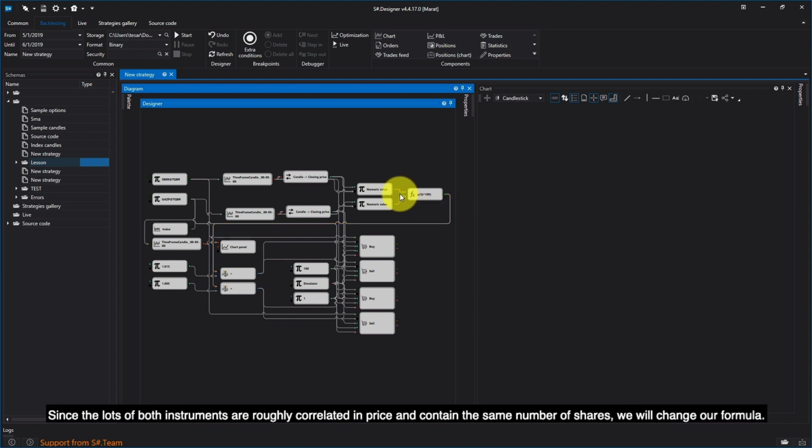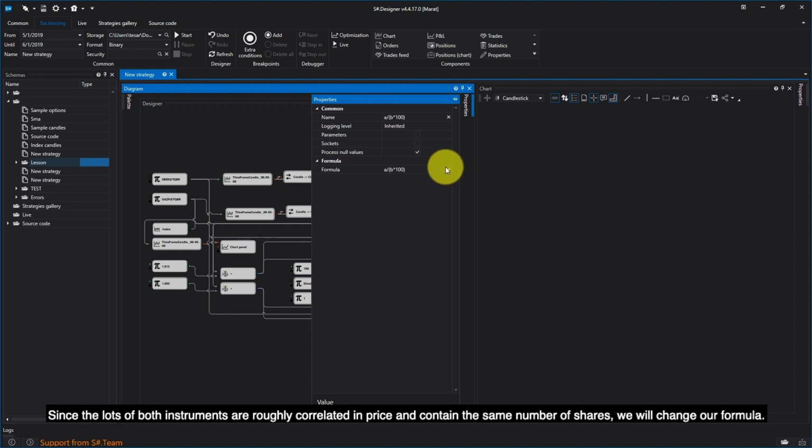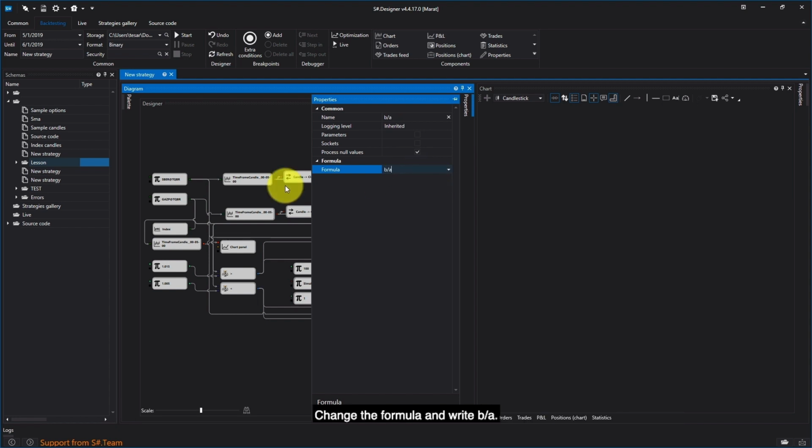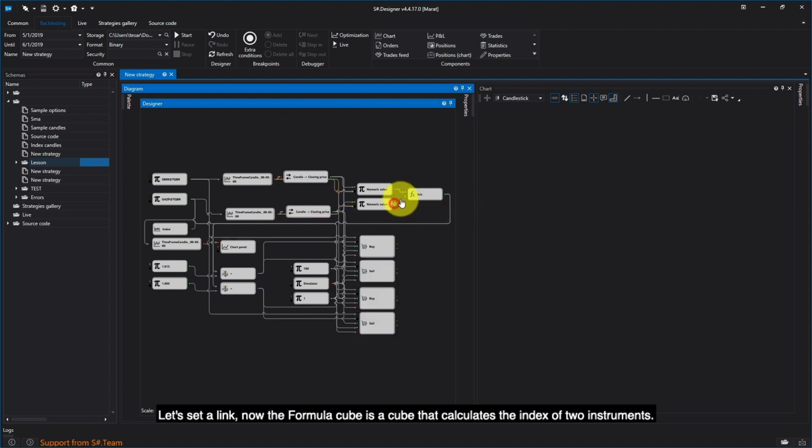Since the lots of both instruments are roughly correlated in price and contain the same number of shares, we will change our formula. Variable B is the closing price of Cyberbank shares. Variable A is the closing price of Gazprom shares. Change the formula and write B/A. Let's set a link. Now the formula cube is a cube that calculates the index of 2 instruments.